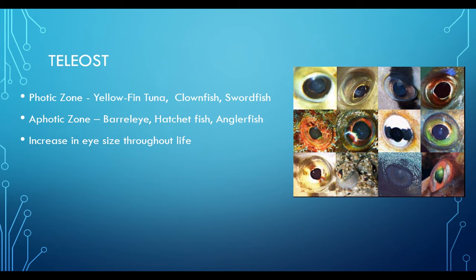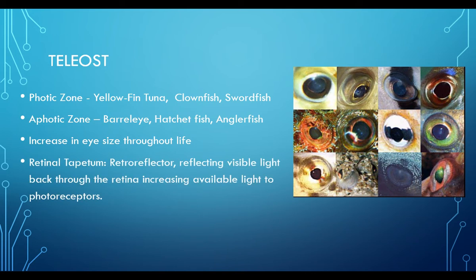But no matter where the fish is located, the eye size grows throughout the entirety of the fish's life. And then you see again the retinal tapetum, which is a retroreflector, reflecting visible light back through the retina, increasing available light to the photoreceptors. This is critical for the dysphotic zone and then the aphotic zone, as there's barely any light penetrating through the ocean, thus downwelling light from above where they live.